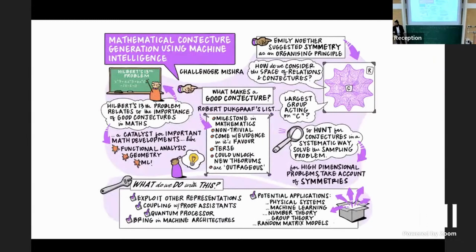This is the first talk I gave on this, at Oberwolfach a few months ago, and they created a very nice cartoon summary of this talk. It highlights the role of symmetries in this endeavor, and summarizes the framework quite nicely.